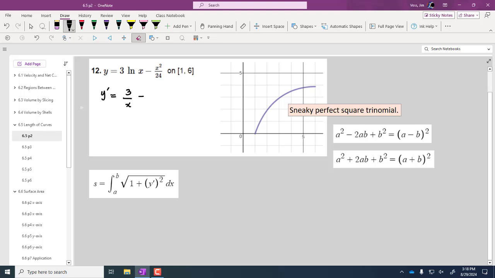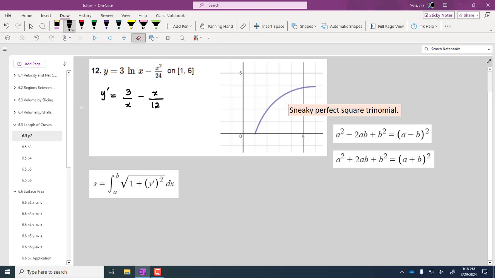And then we differentiate over here. We bring the 2 down and subtract 1, giving a 1. When we bring the 2 down, we have 2 over 24, so that can simplify to 1/12. So we're going to have x divided by 12.